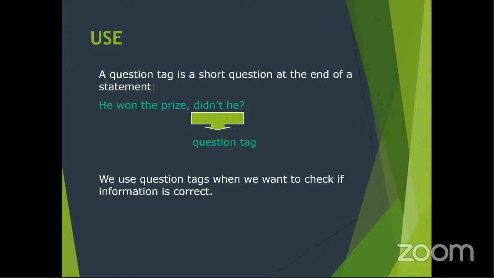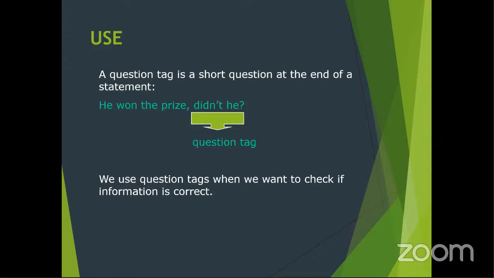Look at this. He won the prize. Él ganó un premio. We need to add a question tag to reinforce the idea. Para reafirmar la idea, podemos utilizar una question tag. Él ganó un premio, ¿verdad? So that word in Spanish, verdad, depends on the structure.